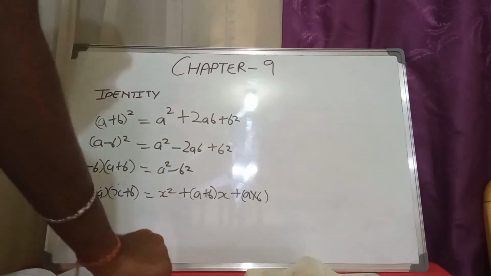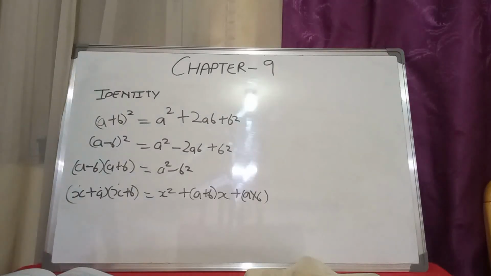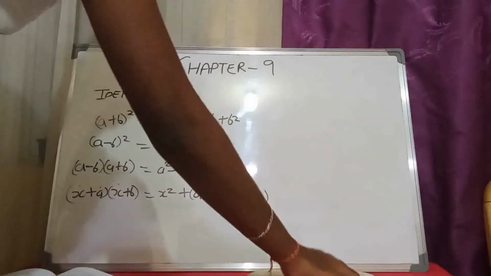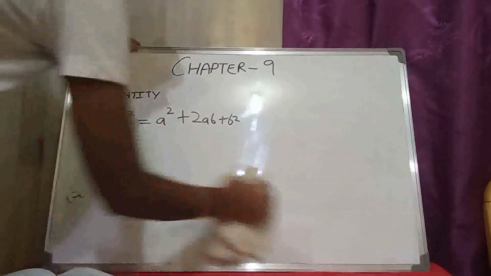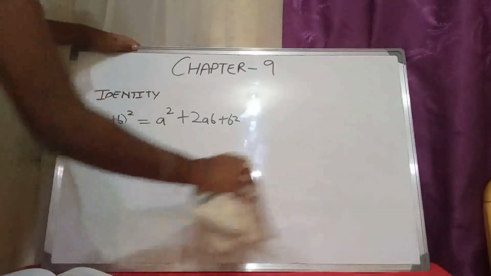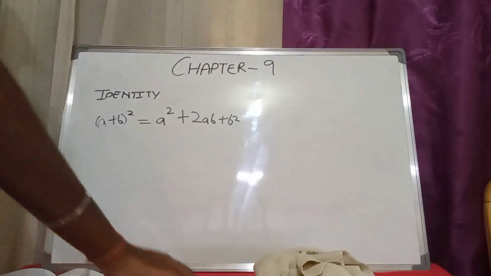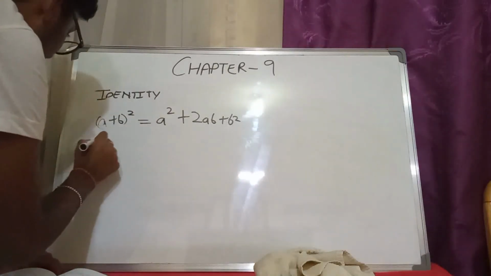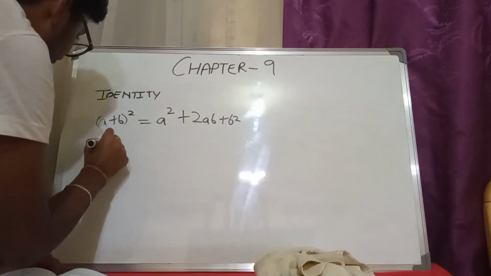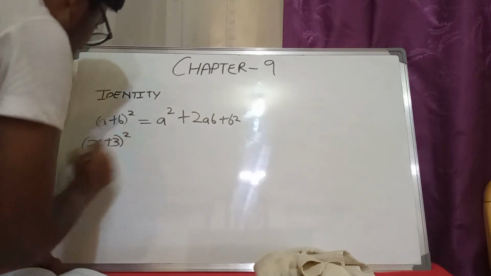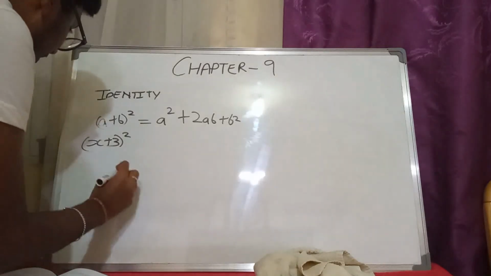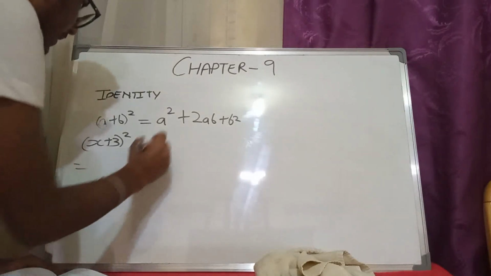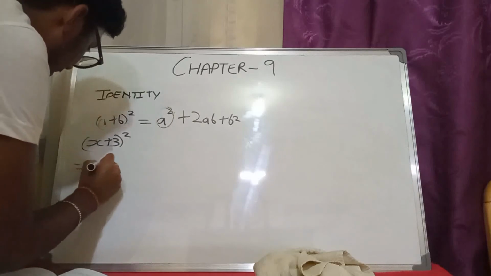Now we'll look at this. We'll solve one by one. We'll see some examples also for how to solve them. Now for example, we take (x + 3) the whole square. So when we are asked to find the square of x plus 3, then how will we solve it?